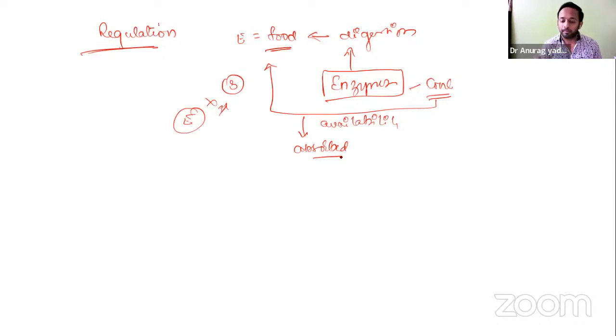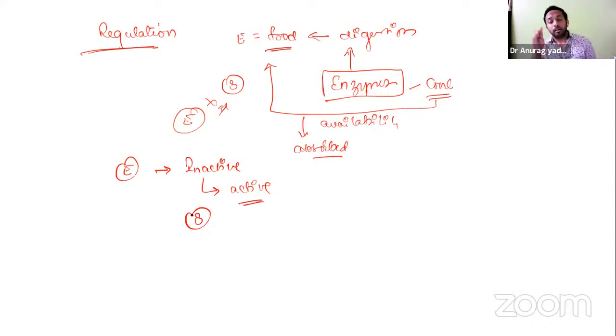Sometimes the enzyme is present, but it is inactive. Do you think it is serving the purpose? No, we have to convert this inactive form into an active enzyme so that it can function on the substrate. So that is how the body regulates. The regulation is very important. Whenever the enzyme concentration is required, it should increase, which will increase the rate of reaction, and it will serve the purpose.